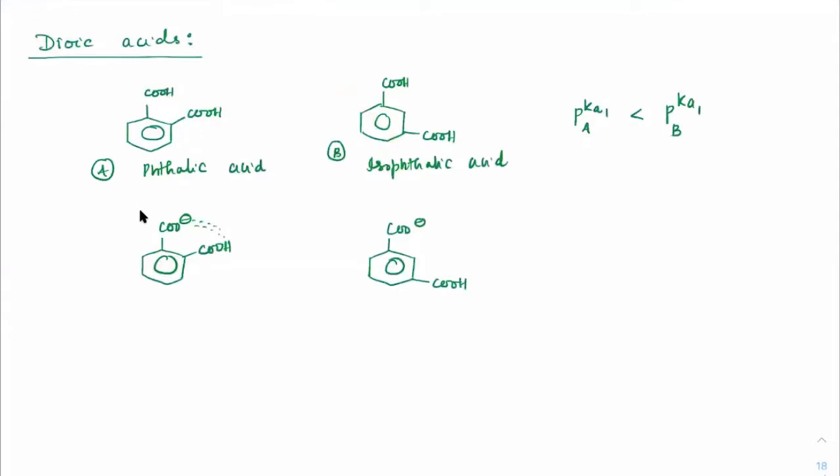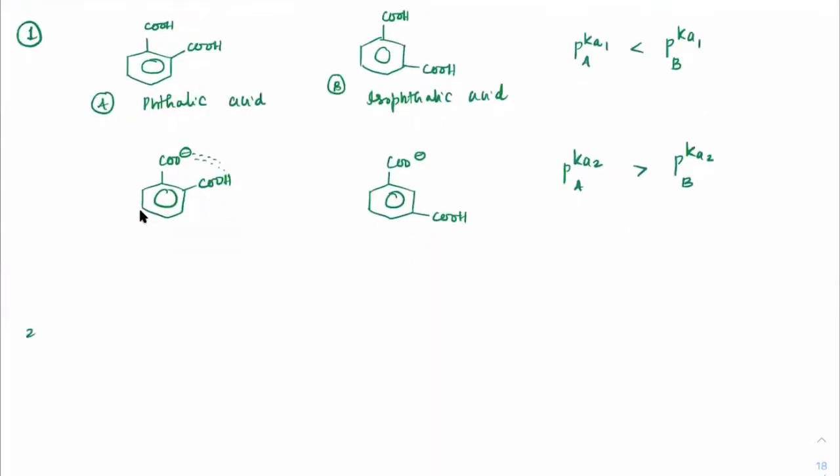Because if you check which is more acidic for the first H plus, phthalic acid will be more acidic because after removal of H plus, we are getting a strong hydrogen bonding. Got it? Second, after removal of the first H plus, if you want to remove the second H plus, it is difficult here because it is already hydrogen bonded, while here it is easier. So what we can say, pKa2 of A will be greater than pKa2 of B. If anyone has a confusion, they can ask me now. Very good.